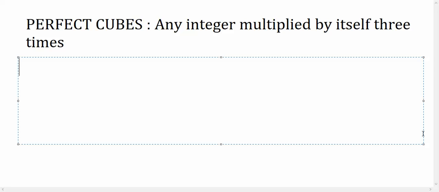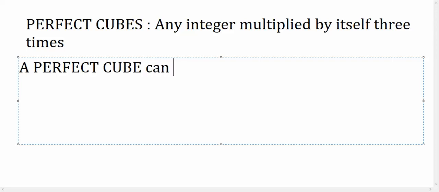So it's important to note that a perfect cube can be either positive or negative, right? Obviously it can't be both at the same time, because if we multiply a negative number by itself 3 times, we actually get a negative number. So the perfect cubes continue endlessly in both directions, on the negative side and on the positive side.